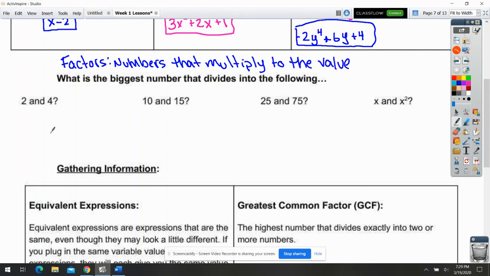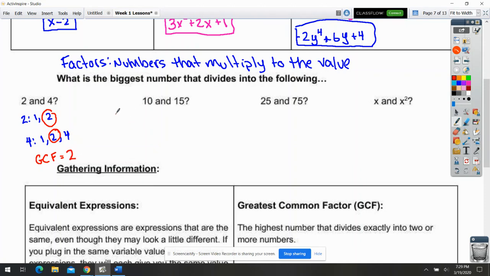Okay, so for example, 2 and 4. The factors of 2 are 1 and 2, and the factors of 4 are 1, 2, and 4. So the greatest number that goes into both 2 and 4 is 2. So your greatest common factor would be 2.